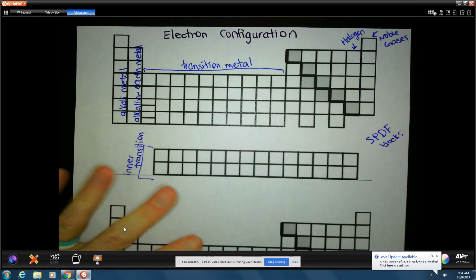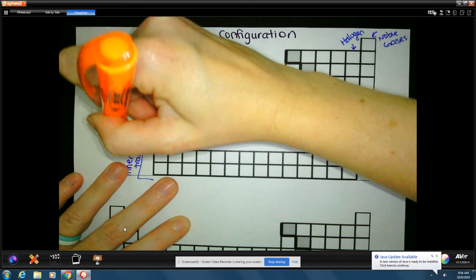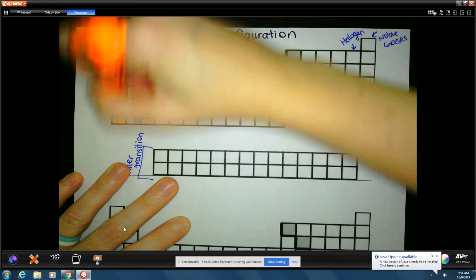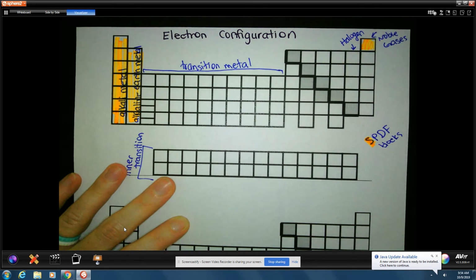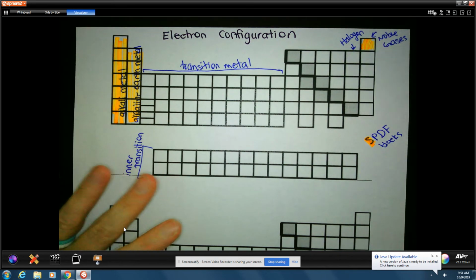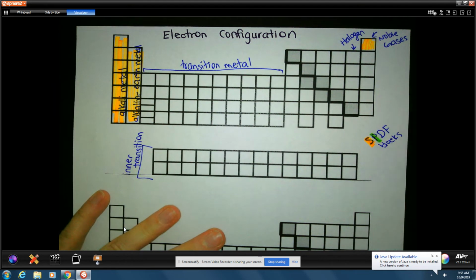The first one is the S block. They're going to be orange with us. And it's everything. It's all your alkali metals. It's all your alkaline earth metals. And it's helium. Next, you have your P block. And they're going to be all of these right here.